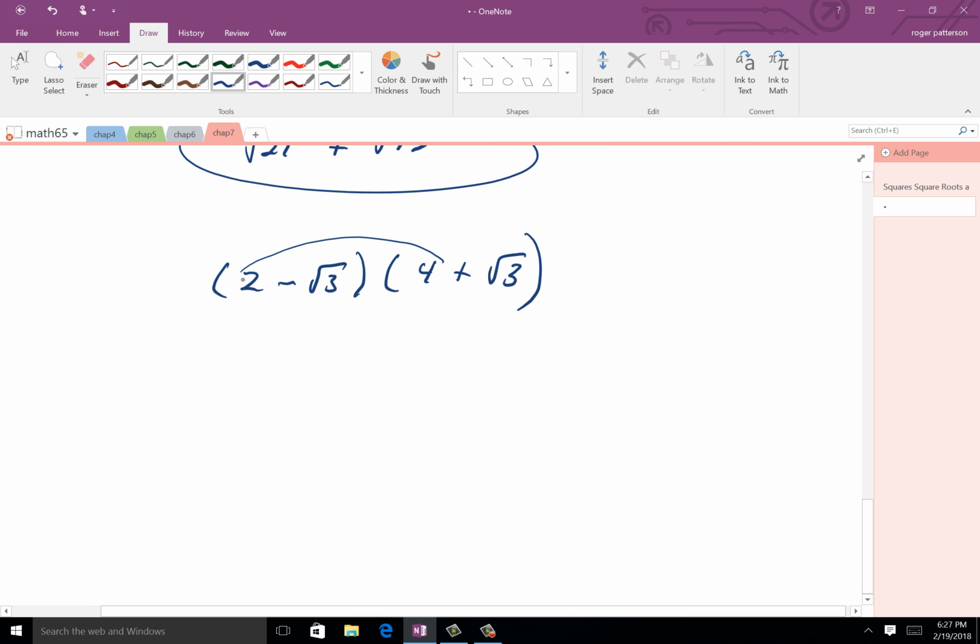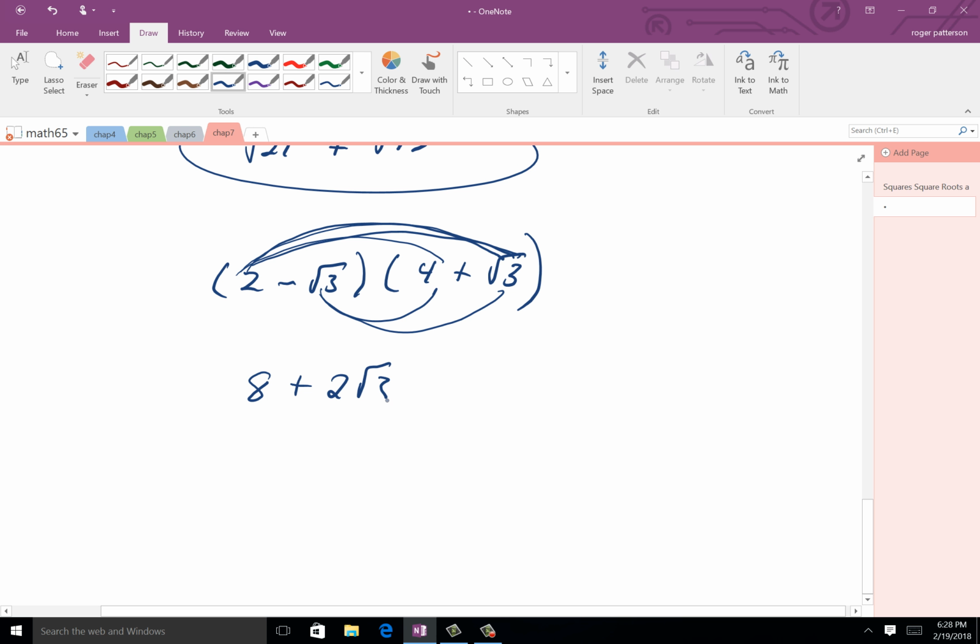Here we go. Okay, so let's go ahead and FOIL. So 2 and 4, that's going to give us my 8. Now when we multiply these two, what's that going to give us?